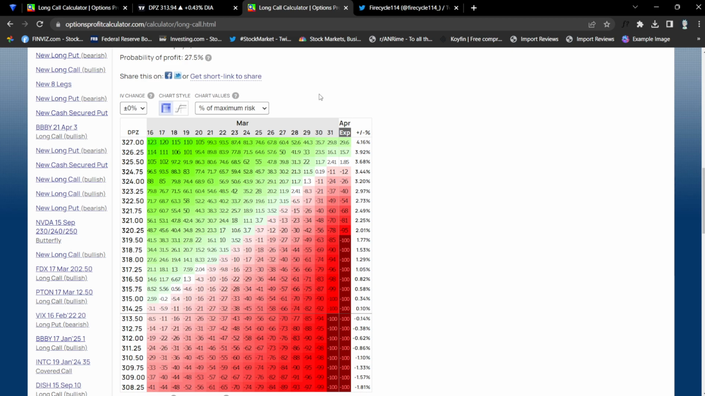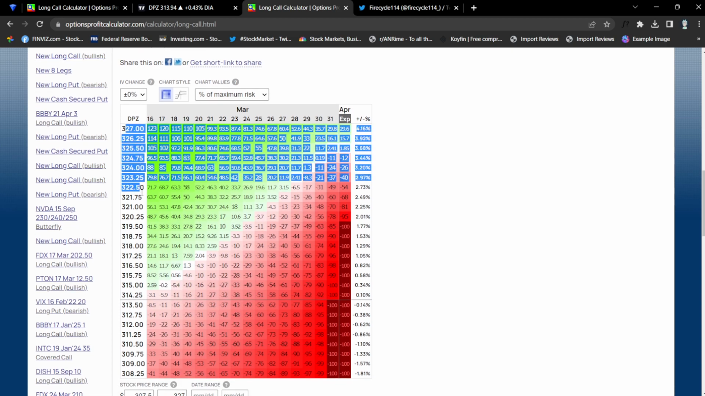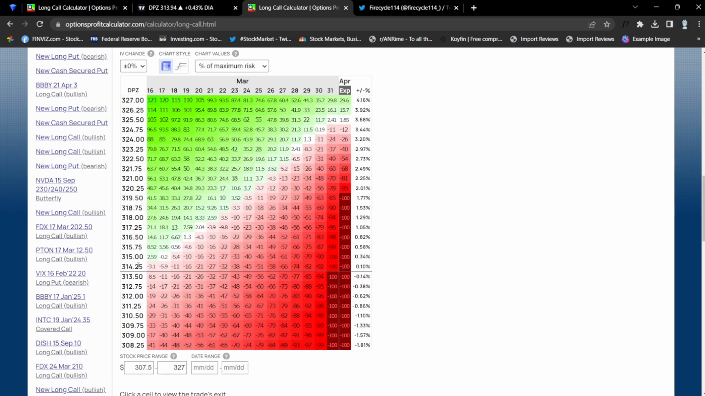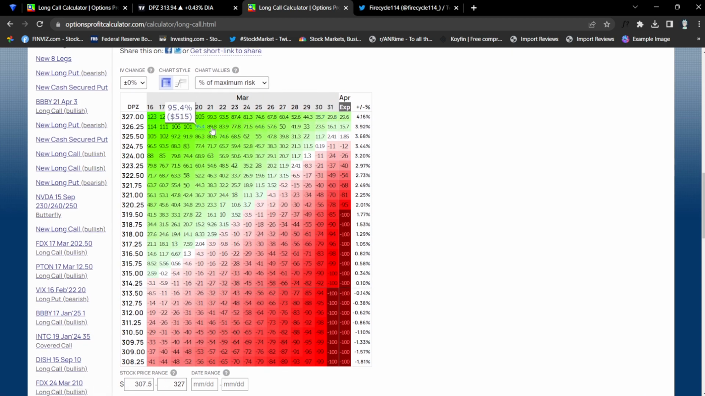When I'm taking a look at this contract, I can kind of see theta. Every day you're going to lose on a contract if it just trades sideways. Over here on the y-axis, with all of these numbers, you can see the price of the Domino's stock, and then the x-axis is the theta or the date. So March 16th to March 31st, that is the x-axis.